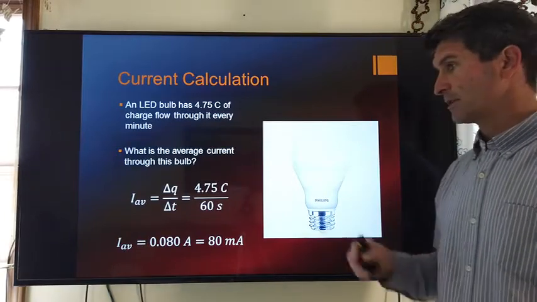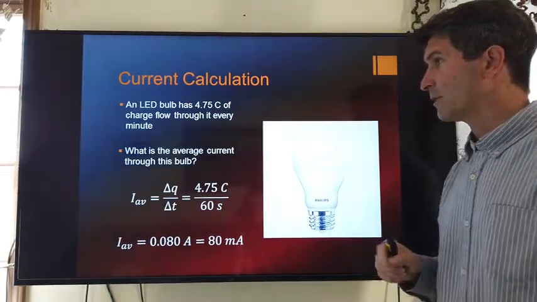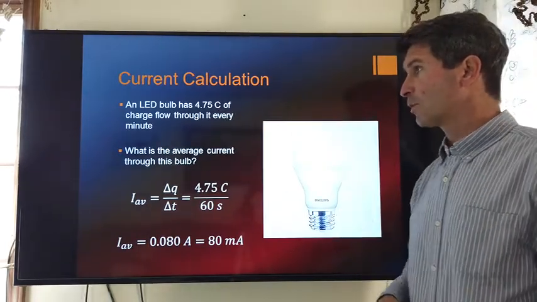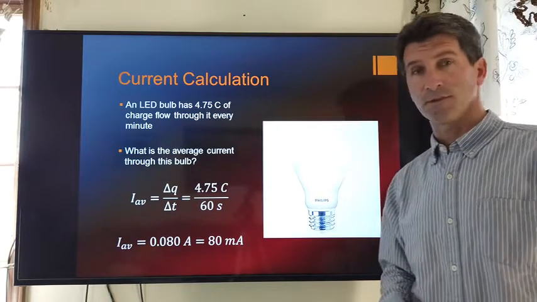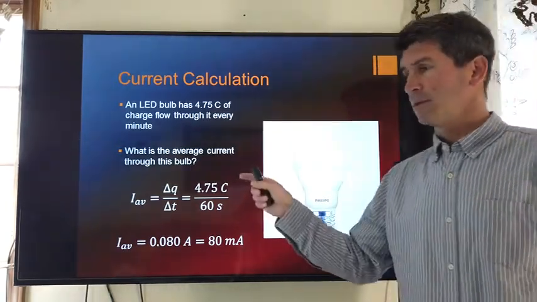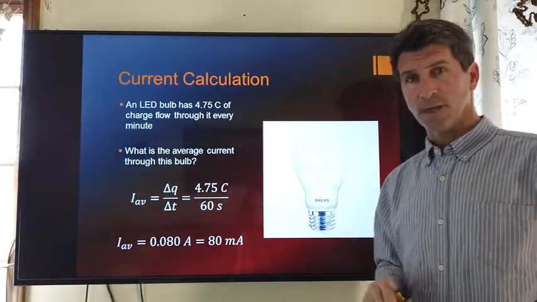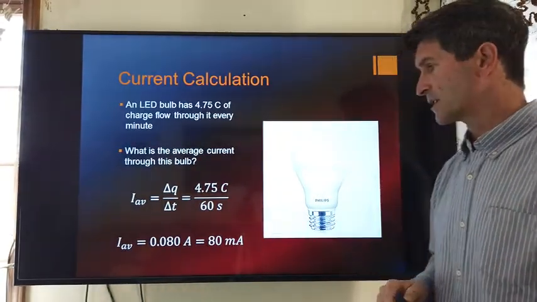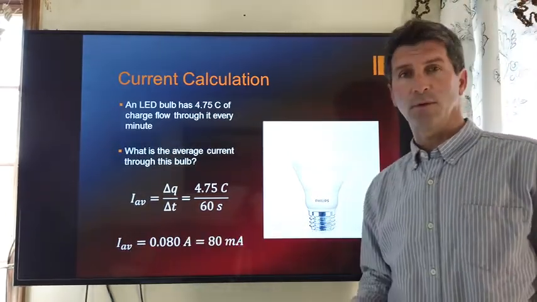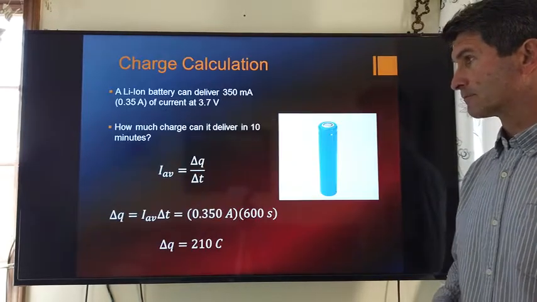Very simple calculation. Here we can take a look at the average current that flows through a light bulb. In this LED light bulb, we'll say that we have 4.75 coulombs of charge that flow through it every minute. Again, we take our charge, 4.75, the amount of time, in this case 1 minute is 60 seconds, and we get an average current of 0.080 amps or 80 milliamps.